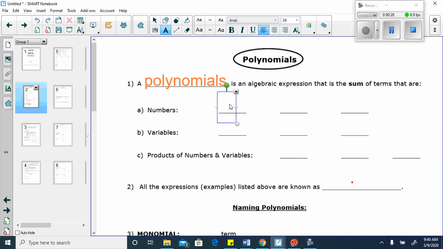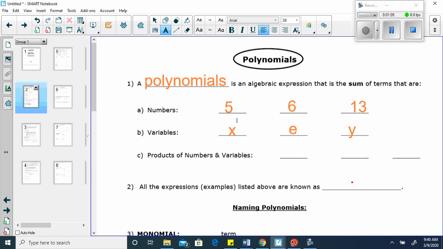So give me some numbers here. 5. What else? 6. 13? Okay, 5, 6, and 13 I heard. Here are some numbers. These are actually going to be called constants, which we'll talk about later. And then some variables. What are some variables? X. D. E. What else? Y. Good. So here are some variables. Variables are just letters that represent unknowns.